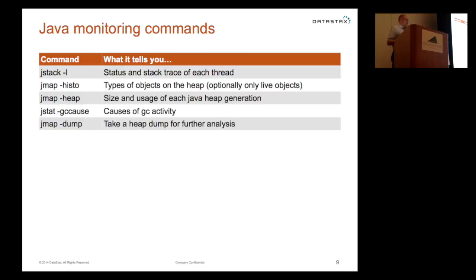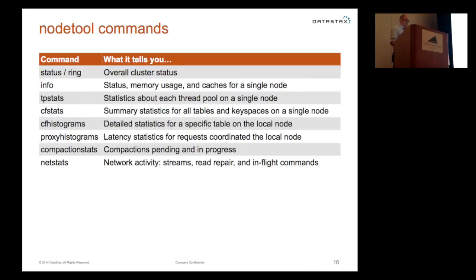Next, when you need to bring out the big guns, you've got jmap -dump, which will take a heap dump that you can then load into something like Eclipse Memory Analyzer for post-mortem heap dump analysis to see exactly what's consuming your memory. So now, getting to the meat of the presentation, I just want to give you a preview of the nodetool commands that I'm going to talk about, which ones I find most useful in my job.